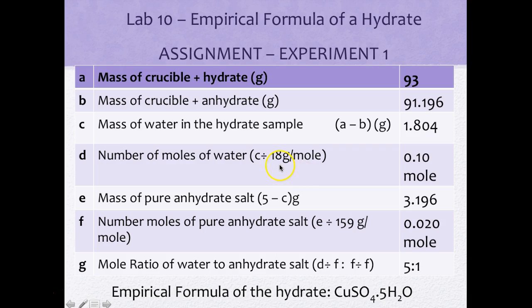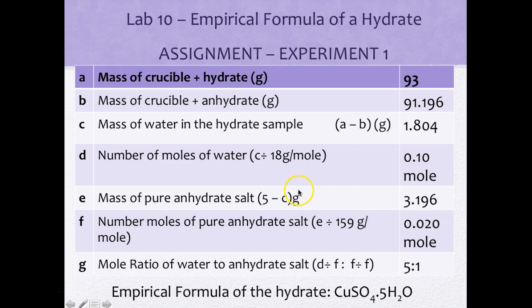So this is the mass of the water that was present in the hydrate. You take that mass, 1.804, and divide it by 18. Why 18? Because this is the molar mass of water, 18 grams per mole. And then you get 0.10 mole. So this is the mole of H2O.